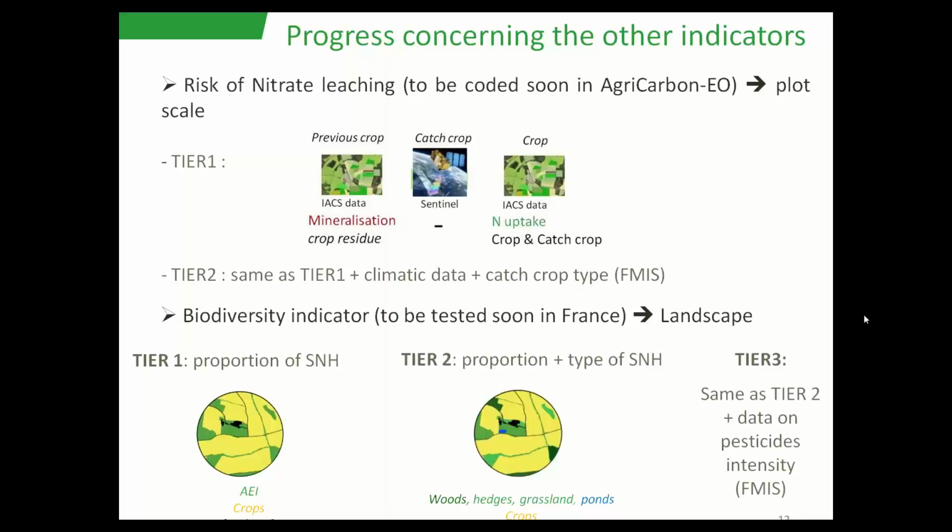And in the tier 2 approach, we have the proportion of the semi-natural habitats, but also some information concerning the type of semi-natural habitats. For instance, if we have woods, ponds, some edges, etc. And tier 3 is a bit the same thing, plus we could have access to some FMIS data concerning the pesticides. So we are still working on this last indicator now.